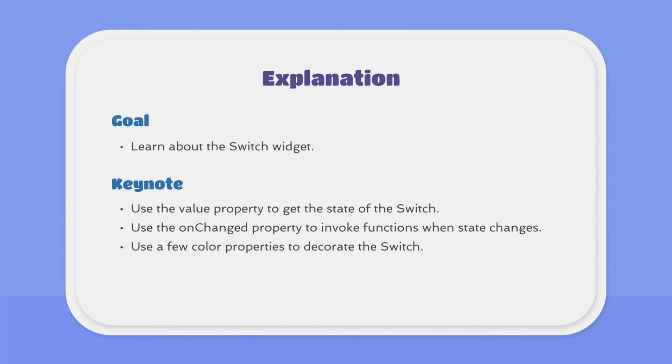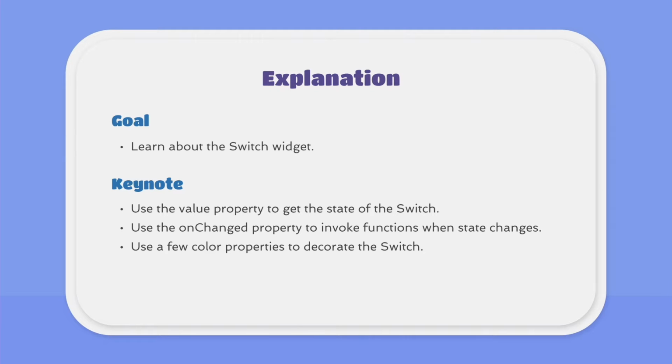In this lesson, we are going to learn about the switch widget. Switch widget is usually used to change a Boolean value. In a mobile app, this can be commonly found in settings section. For example, you may create a switch for the user to turn on or off a notification.